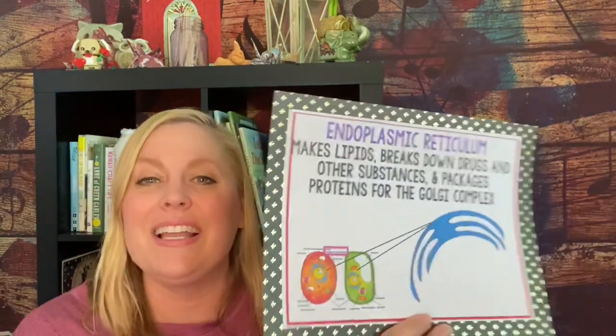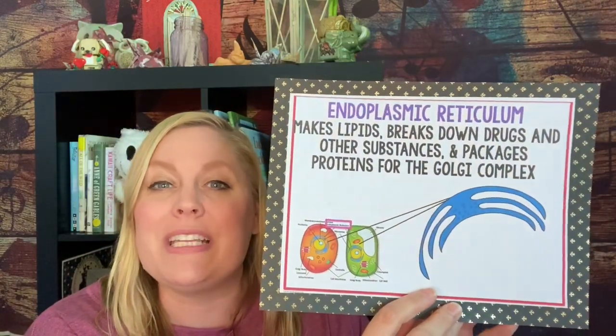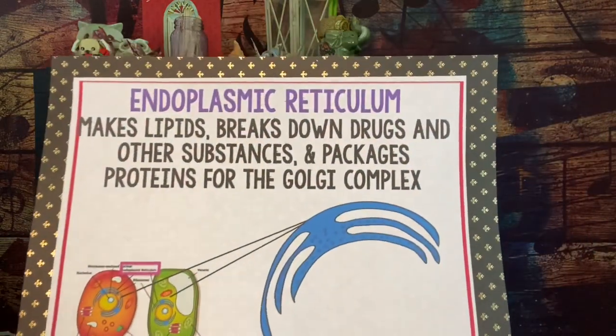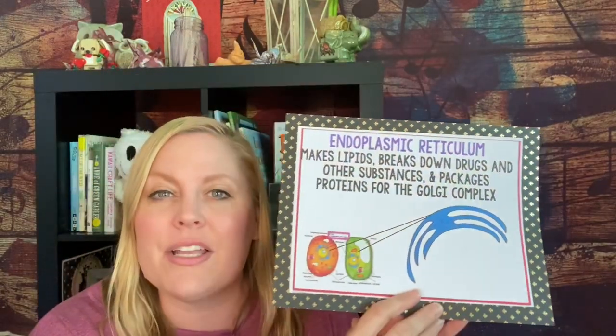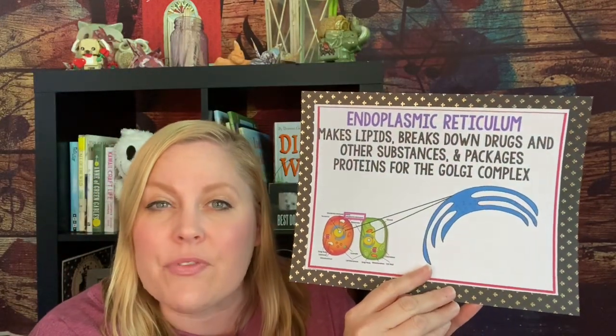Okay, let's go to our next organelle. Our next organelle is the endoplasmic reticulum. It is like a post office in a city. It produces and packages proteins for the cell.